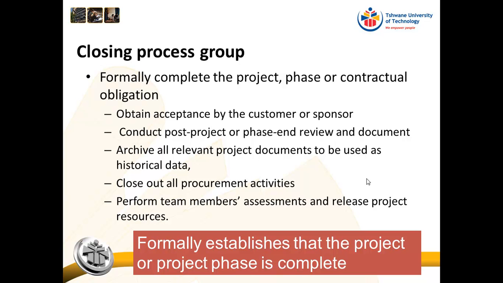Then the closing process group, this is where we formally complete the project phase or contractual obligation. We have to obtain acceptance by the customer or sponsor. We have to conduct post-project or phase-end reviews, and we need to document that. We need to archive all relevant project documents to be used as historical data. We need to close out all procurement activities and perform team members' assessment and release project resources. And this formally establishes that the project or project phase is complete.